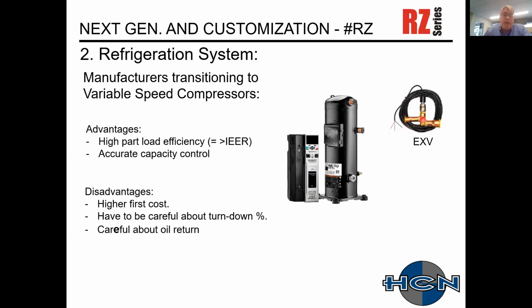Manufacturers are transitioning to variable speed compressors. A picture of a variable speed compressor there on the right with the VFD. Advantages are higher part load efficiency, probably driven by code, and accurate capacity control. The disadvantage is that they typically have higher first costs, and you do have to be careful about the amount of turn down. They typically don't have as much turn down as a digital scroll compressor. And then you also have to be careful about oil return, but that's really taken care of within the refrigeration system's control system.